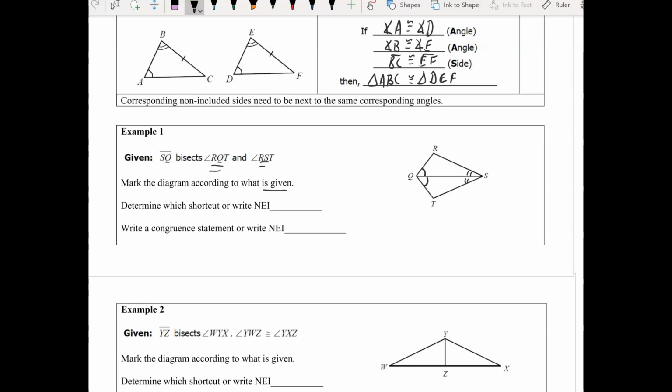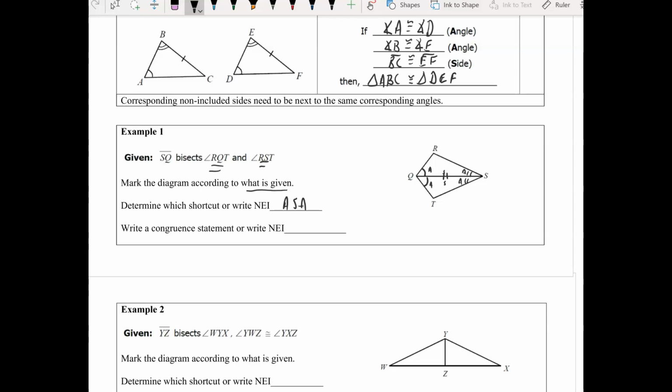And what else is given? Mark the diagrams according to what's given. What else is given is that, of course, the sides in between are congruent. So when we read this, we can read it as angle, side, angle is congruent to angle, side, angle. So this is ASA. Angle, side, angle.